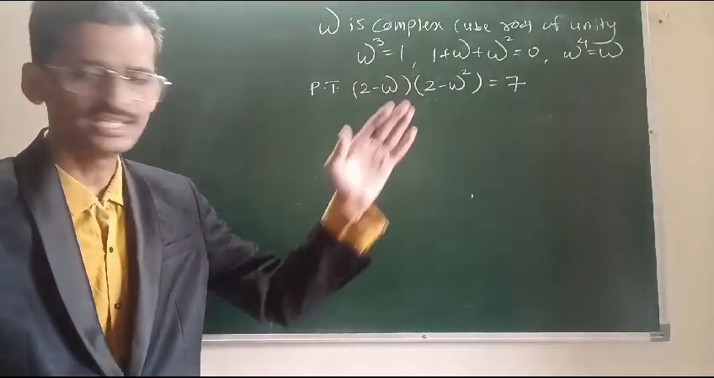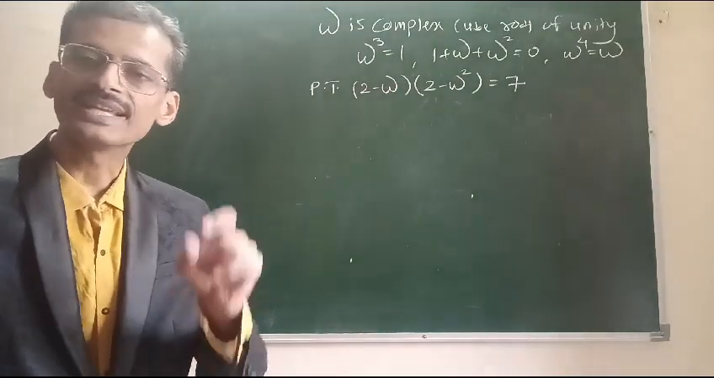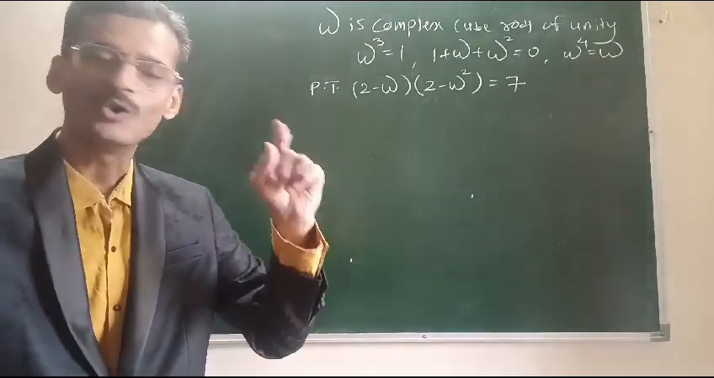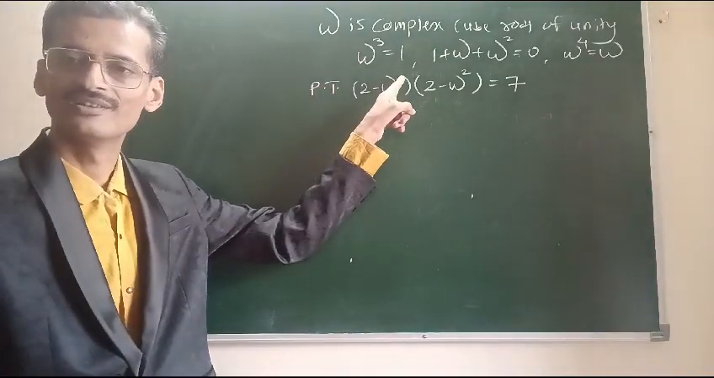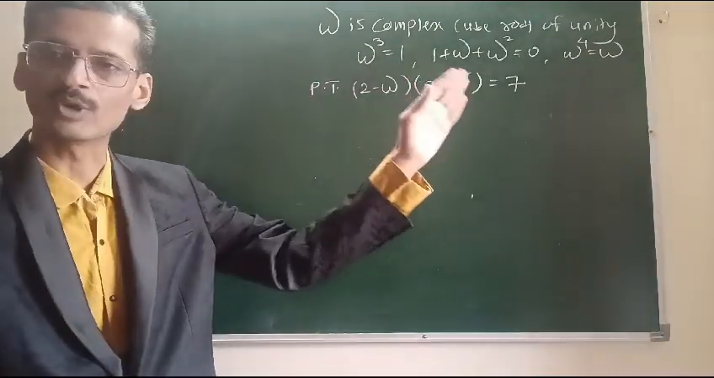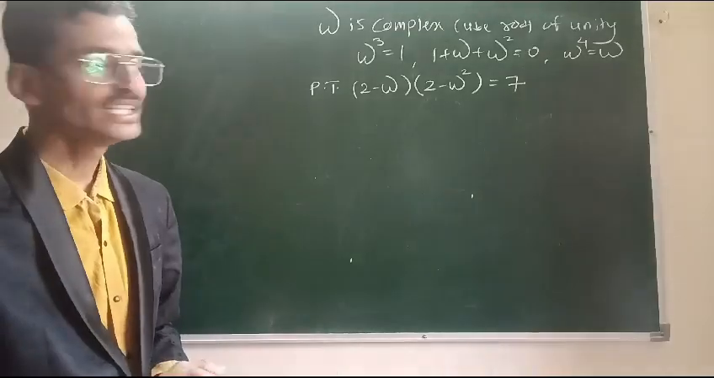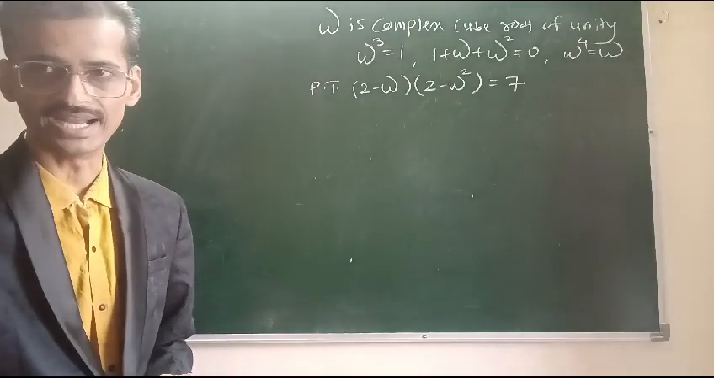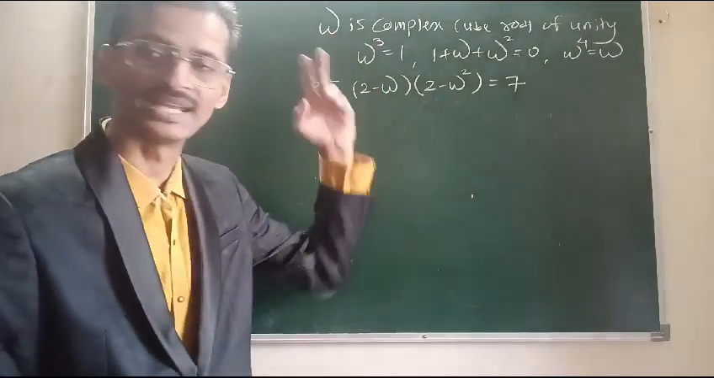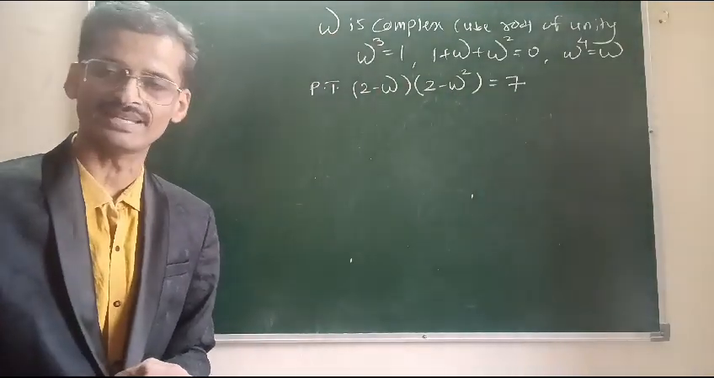And the third property is omega raised to 4. We can write omega into omega cube, into omega. So omega cube is what? 1. So 1 into omega is omega. So just now remember these properties. So using these properties, we will prove that 2 minus omega into 2 minus omega square is equal to 7.